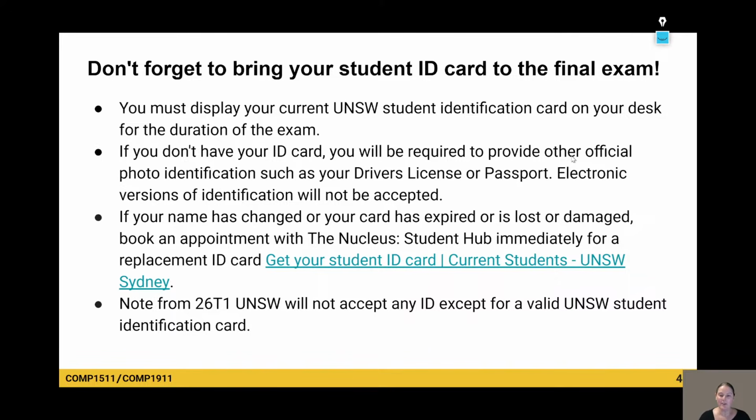If you don't have an ID card or you don't have it with you, you can provide other official photo ID like a driver's license or a passport, but electronic versions won't be accepted. If your name has changed, or the card has expired, or you've lost it or damaged it, please book an appointment with the Nucleus Hub to get a replacement. This is all part of the official UNSW rules.